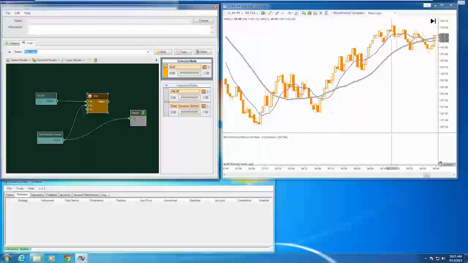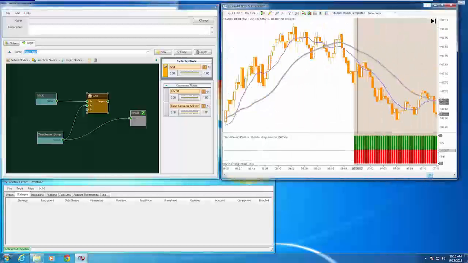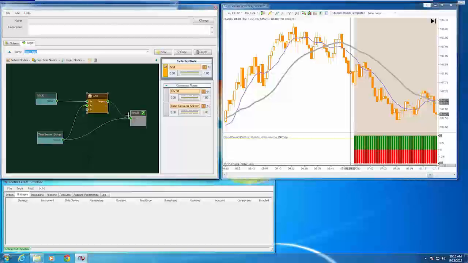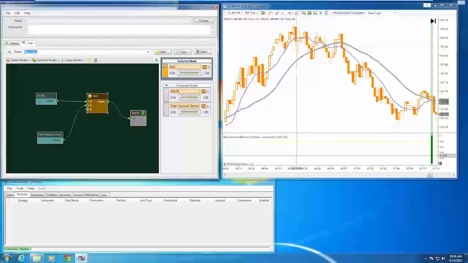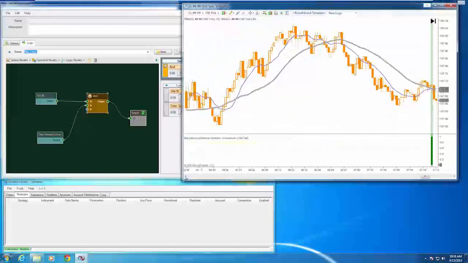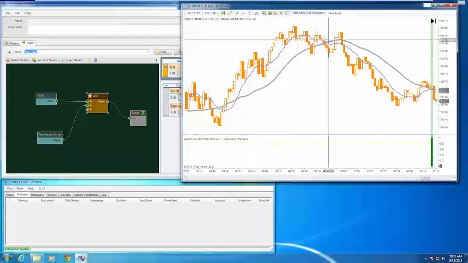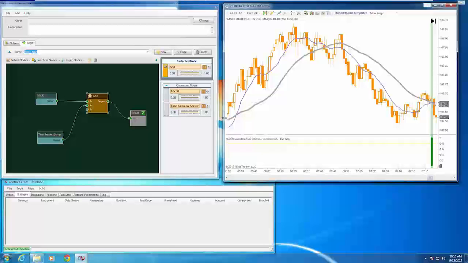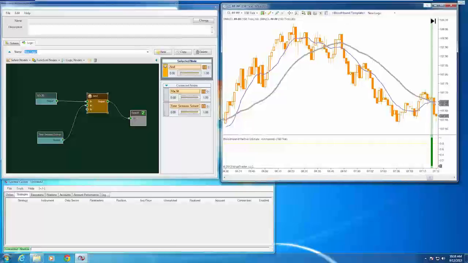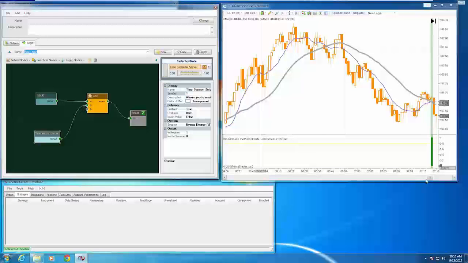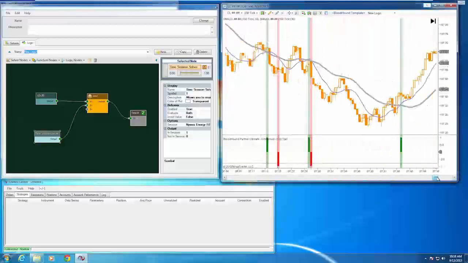See, it's got nothing here. It only opens up here at 7 o'clock. So this will probably illustrate it best. There you go. So for example, this little crossover got filtered out. That's a really easy way to restrict your signals to a certain time period. Just throw in a time session solver and hook it up to an AND node.